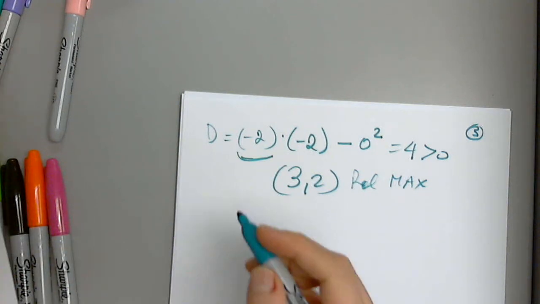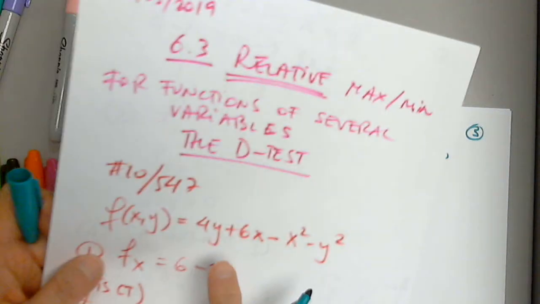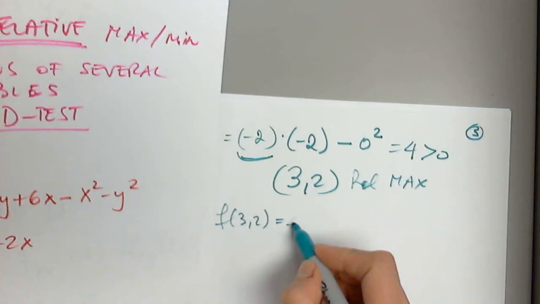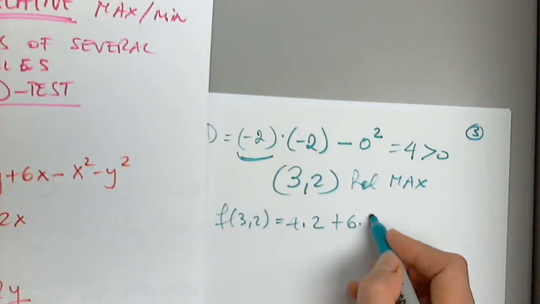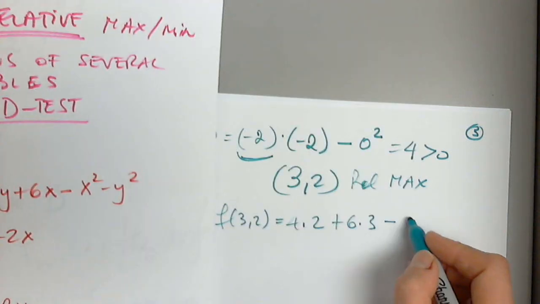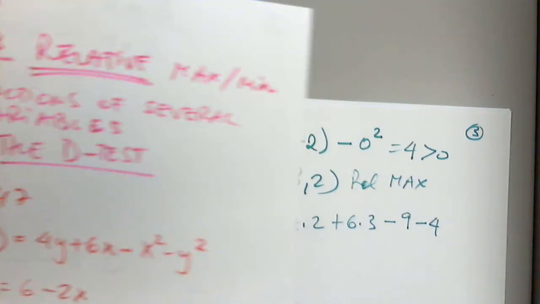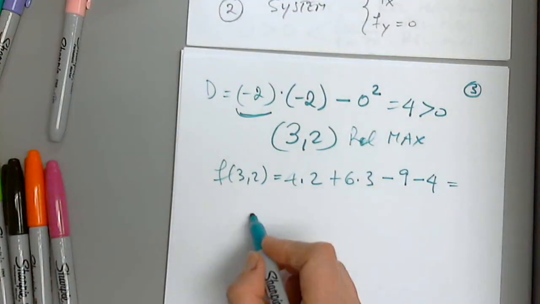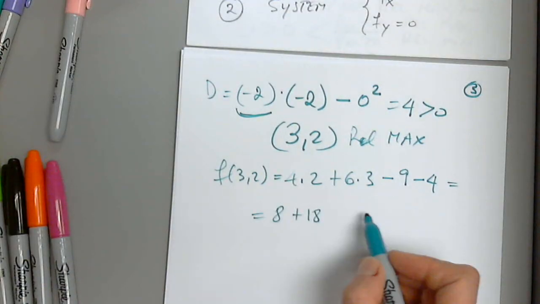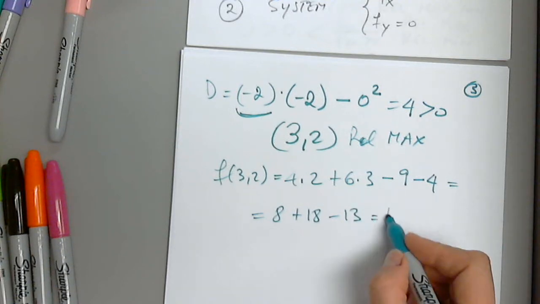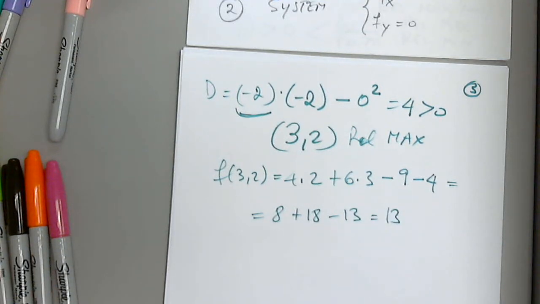That's it. So f of (3, 2) equals 4 multiplied by 2 plus 6 multiplied by 3 minus 9 minus 4. So this will be 8 plus 18 minus 13, and it's 13. So the relative maximum for this function of two variables is obtained at (3, 2). The actual maximum value is 13. And this is the end of the section.